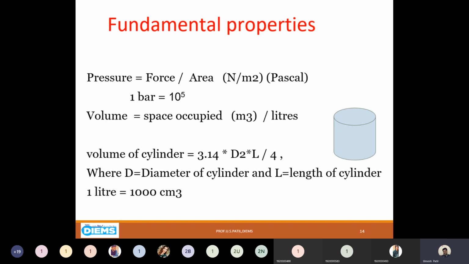And you can define volume. Volume is nothing but the space occupied by a substance. If you fill a fluid in a container that is cylindrical in shape, we can measure the volume of that fluid using the formula pi by 4 d square L, where d is the diameter of the cylinder and L is the length of the cylinder. And 1 liter of volume is equal to 1000 centimeter cube.